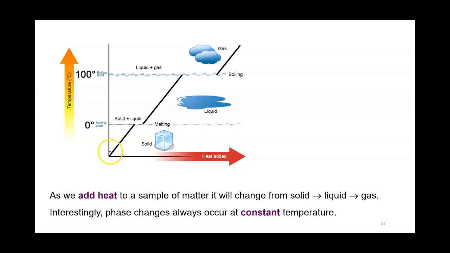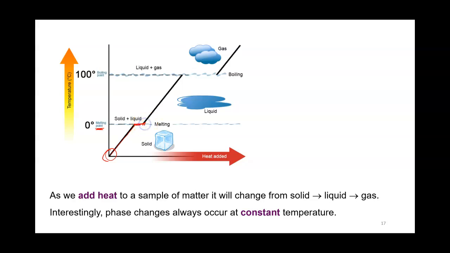If I take a sample of ice out of the freezer, it'll be about minus 18 degrees Celsius, depending on how cold you have your freezer set. If I start adding heat to that ice, it'll warm up. The more heat I add, the more its temperature will rise, until I get to the melting point of ice. At that point, the solid will start turning into the liquid, but the temperature will stay constant.